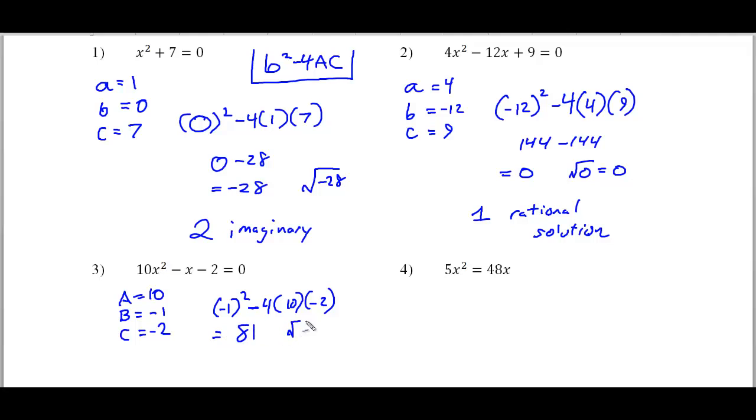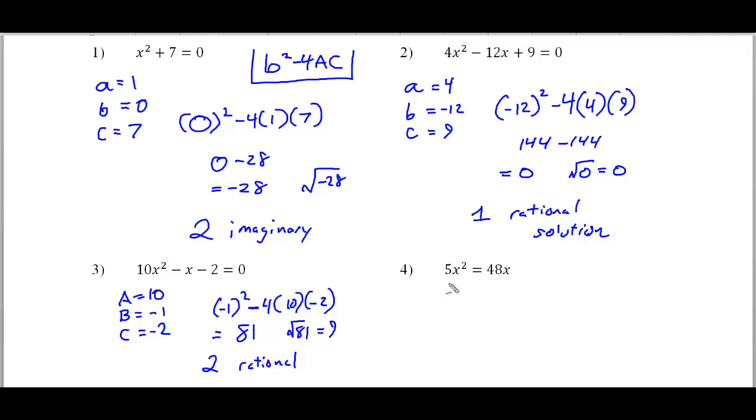And since the square root of 81 is equal to 9, therefore we're going to have two rational solutions. And we're going to have two rational solutions because the square root of 81 was a perfectly rootable number.